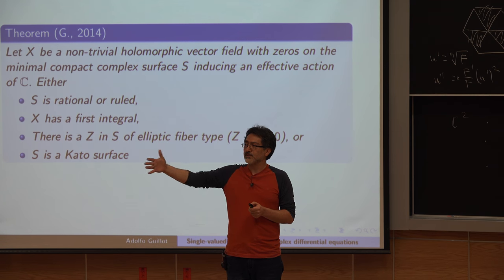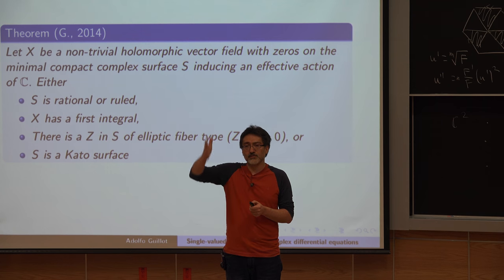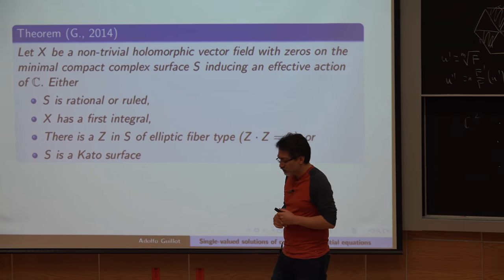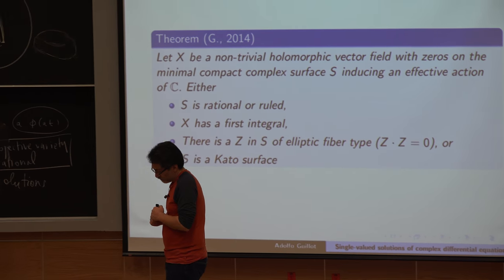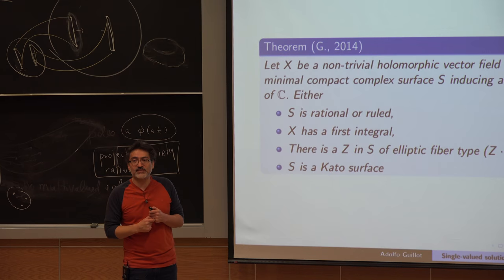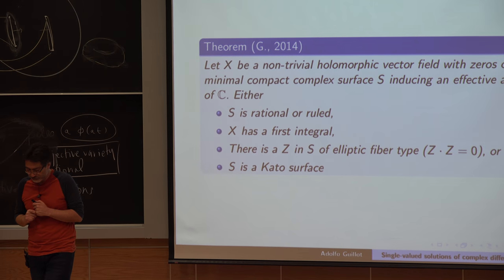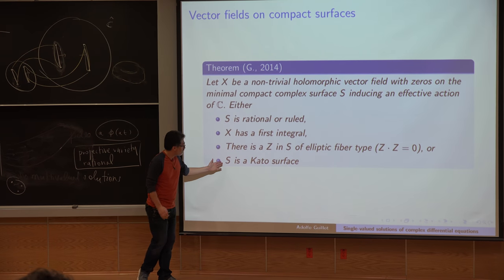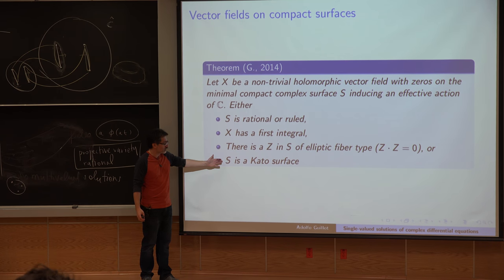so you can see your surface as a disjoint union of algebraic curves, and your vector field will be tangent to them. The fourth possibility is that S is one of these surfaces that fall within the class 7, a Kato surface. And this is very strange because they really fit in a very interesting way in this classification, Kato surfaces.